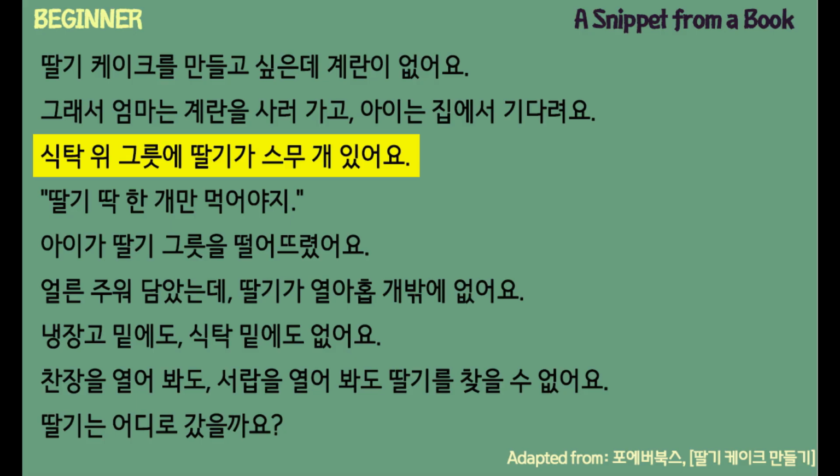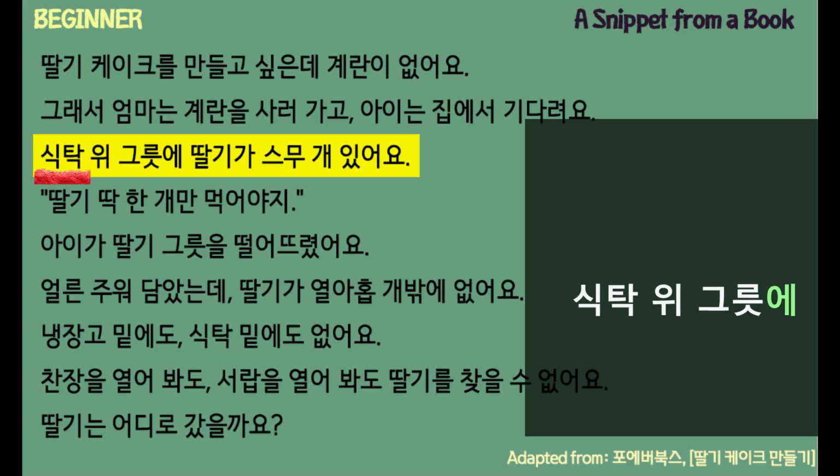식탁 위 그릇에 딸기가 20개 있어요. 식탁 means dining table and 위 means top or above. 그릇 means bowl and the location particle 에 is attached here because the following verb is 있어요, to exist, which describes a state rather than a dynamic action. So 식탁 위 그릇에 translates to in the bowl on the table.